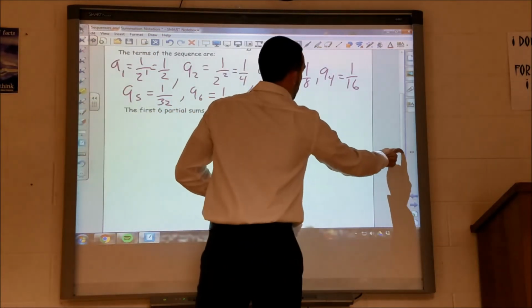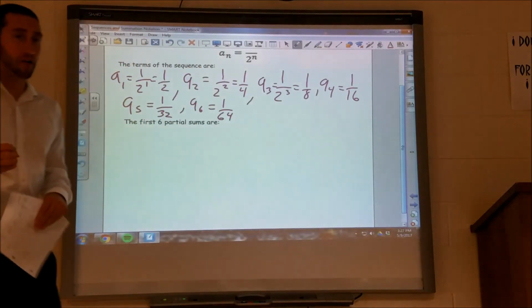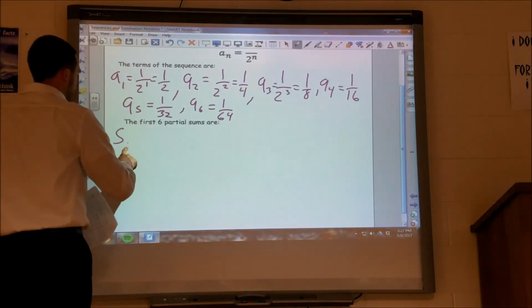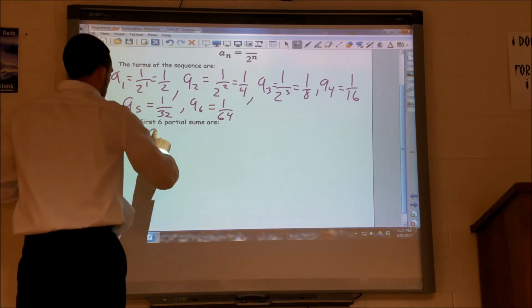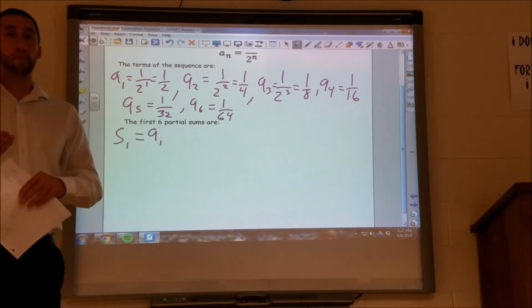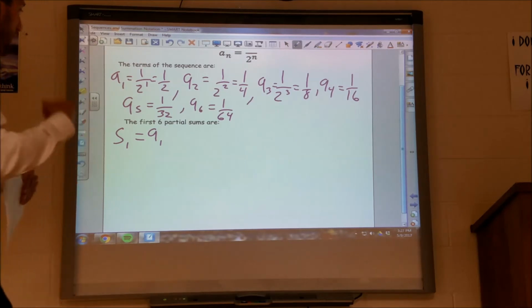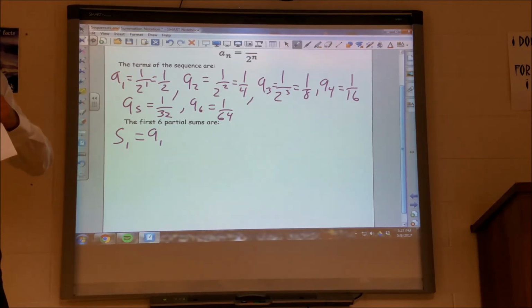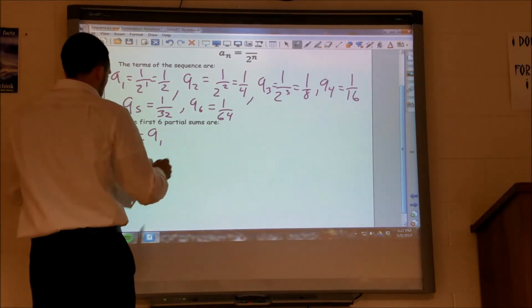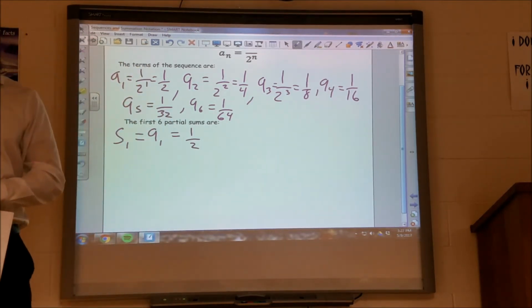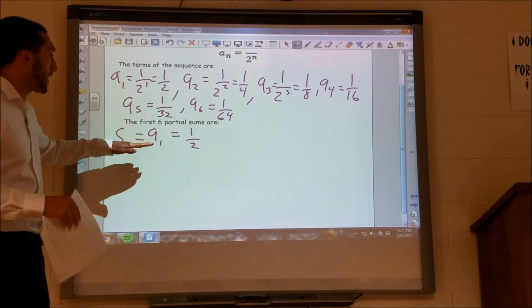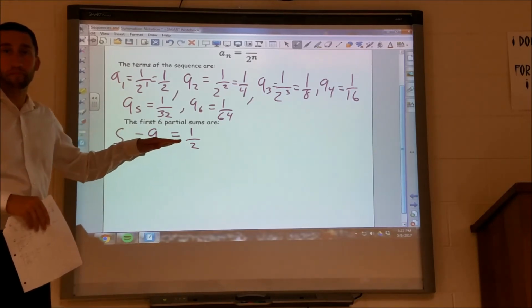So, the first partial sum, it's called S1, that's just equal to A1. Right, I don't have anything to add up yet. All I have right now to find my first sum is just my first term. So my first partial sum is just 1/2. There's nothing to add up yet because I've only got one term.